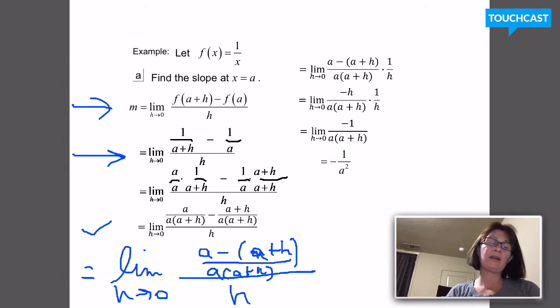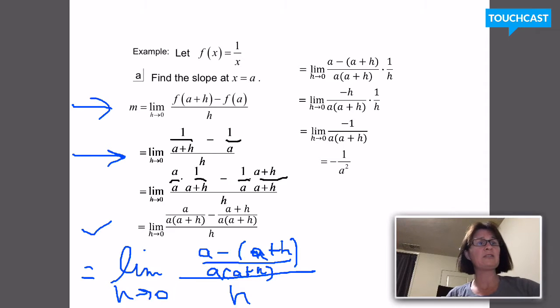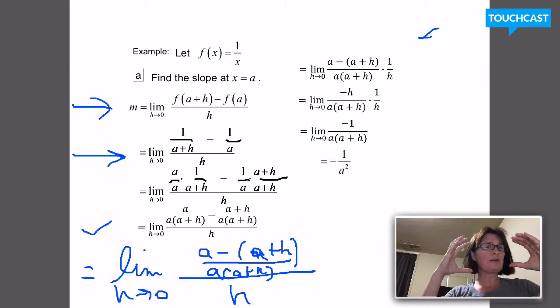And we have to not forget to distribute that subtraction. That's probably the most common algebra error in calculus, to not distribute that subtraction. So now that I have one fraction divided by one fraction, you can see here I've switched to multiplication by the reciprocal of the denominator. A minus a plus h simplifies to negative h. I have an h in the numerator and h in the denominator cancel.